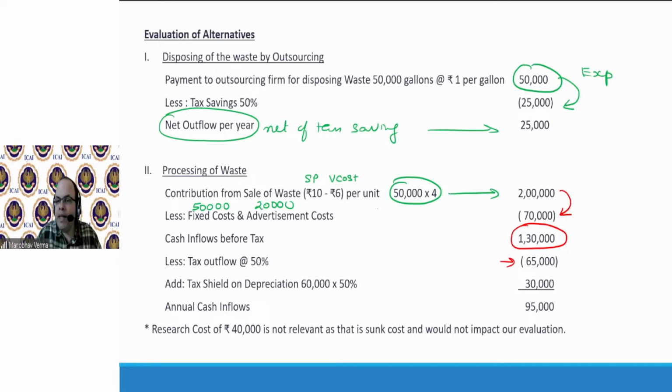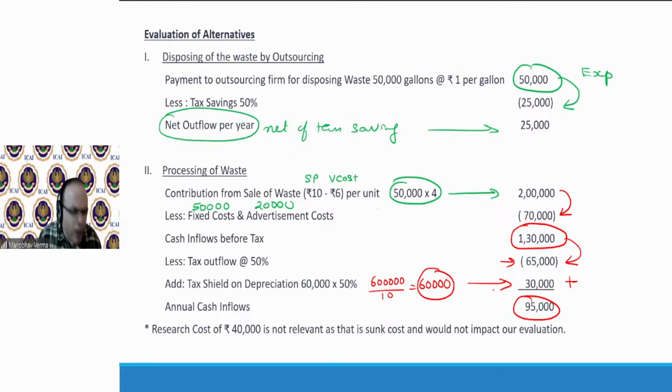And using our method 2, I've calculated the tax shield on depreciation. What is the depreciation per year? 6 lakhs divided by 10 is 60,000. 60,000 is my depreciation, on which the tax shield is 30. So my total annual cash flows become 1,30,000 minus 65 plus 30,000, which is 95,000 here.